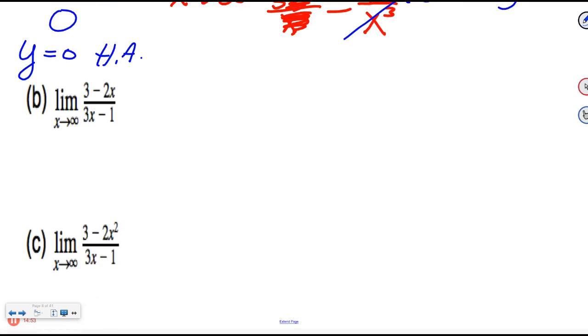Let's do one more. We won't do part C. You know the answer right now, you should. What is its limit? Negative 2/3. Make sure you bring the sign of the coefficient with it. I know my answer is negative 2/3. I was fast, I was accurate. Agreed?